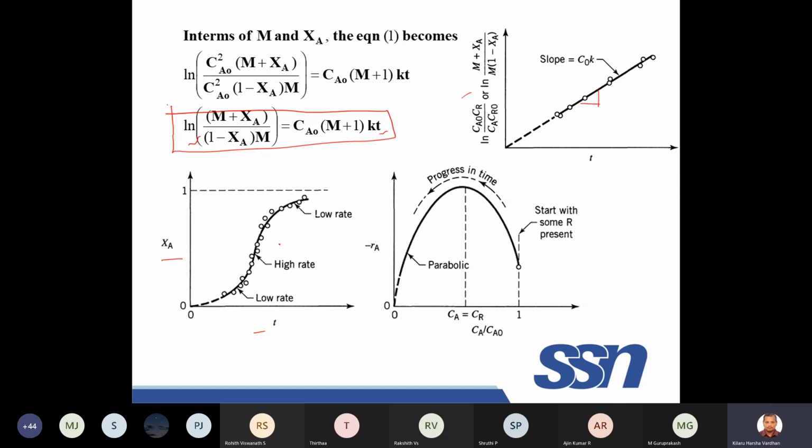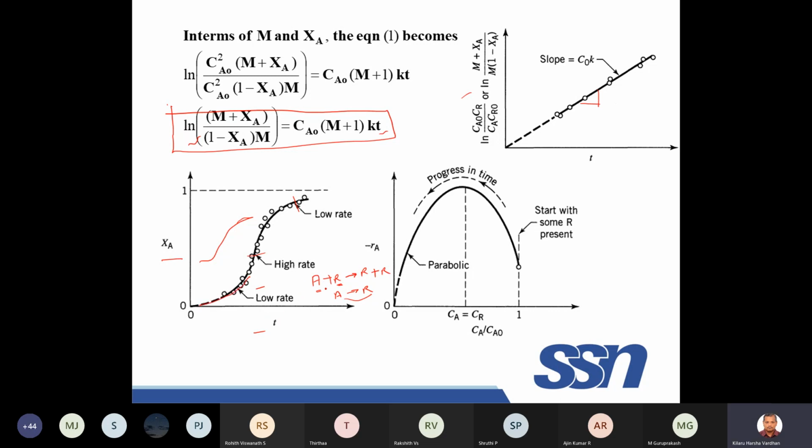Here, one important thing is Xa. If you draw Xa versus t, you are left with a curve like an S-shaped curve. The rate is lower at first, then a higher rate, and then a lower rate again. Why do we get an S-shaped curve? Because here the equation is A plus R giving R plus R. Initially A should give R, but some amount of R should be there. With little R and more A, the rate will be less.